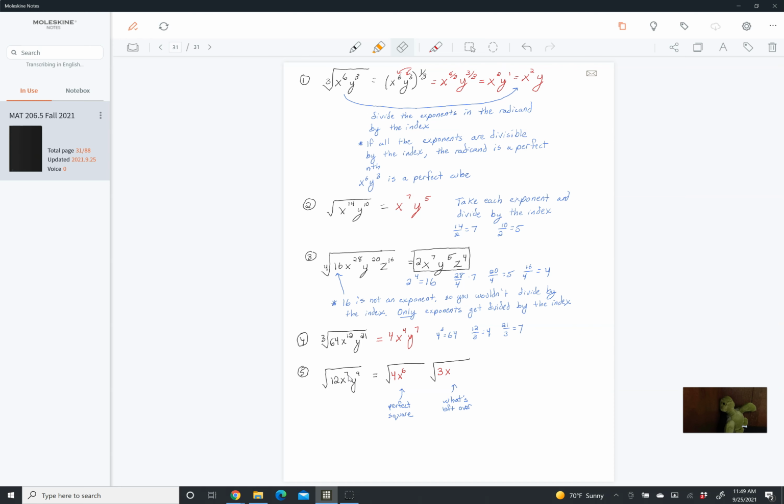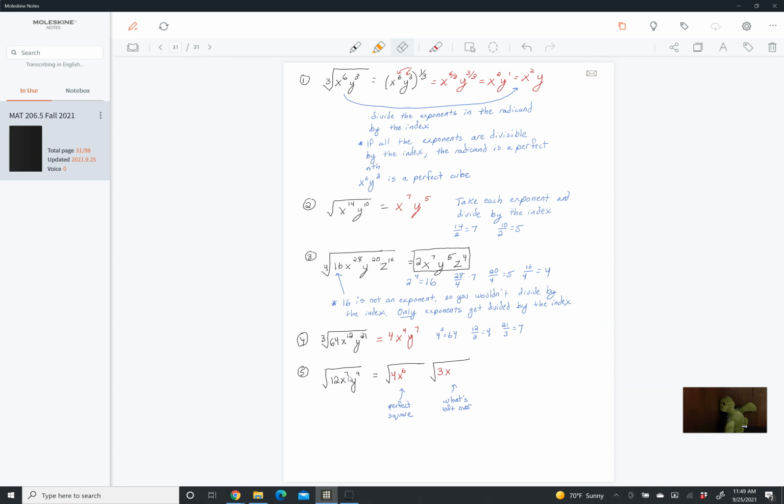Okay? So you're starting at the 7. You're saying, is it divisible by the index? If it's not, go down by 1. We have 6. Is 6 divisible by the index? Yes. So we're going to put x to the 6th under the perfect square. And then the remaining x's that we took away, which is just 1, we're putting that in the second one.